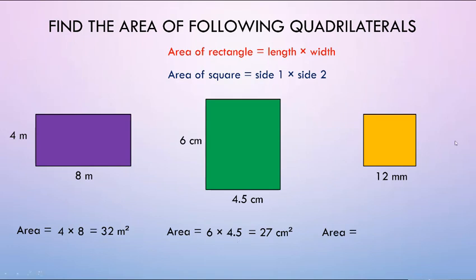And the last one, we have a square with a side of 12 millimeters. To find the area of a square, we multiply two sides. All sides are equal, each side 12 millimeters. So we just multiply 12 times 12. 12 times 12 is equal to 144 square millimeters.